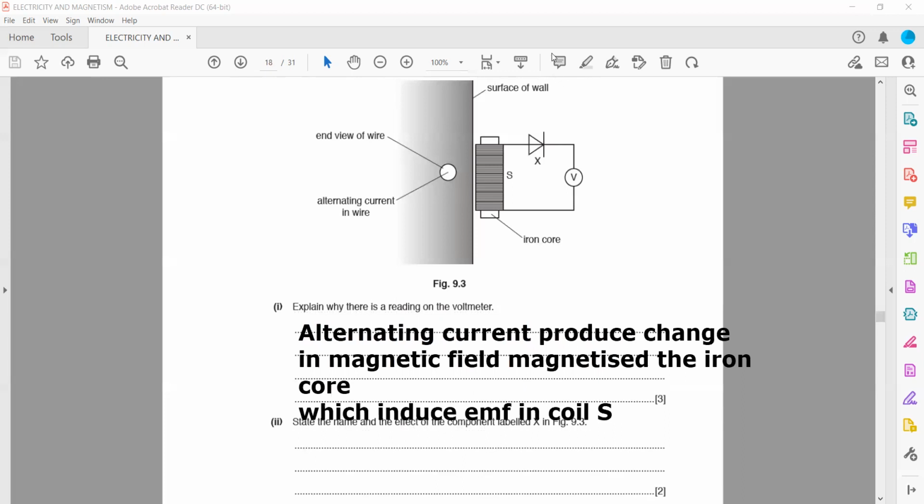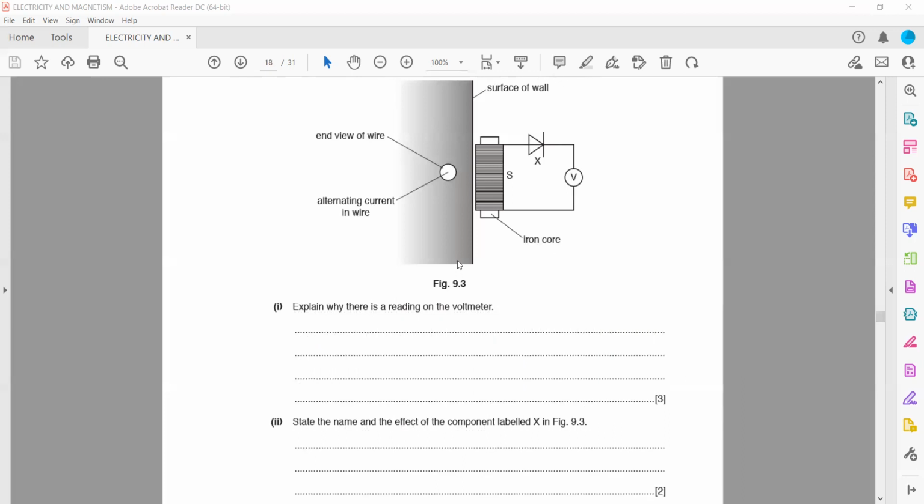State the name and the effect of component X. So what is this X? This component X is a diode. And what is the purpose of the diode? It is used as a rectifier. You can simply say it is a rectifier, or it allows the current to flow only in one direction. Rectification is also acceptable. So one mark for diode. And what is the effect? It can be used as a rectifier.